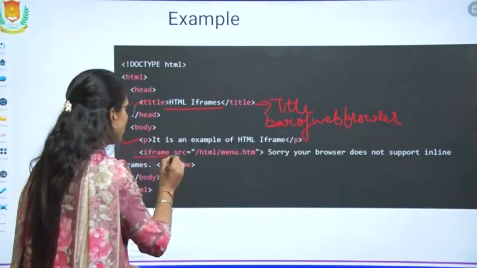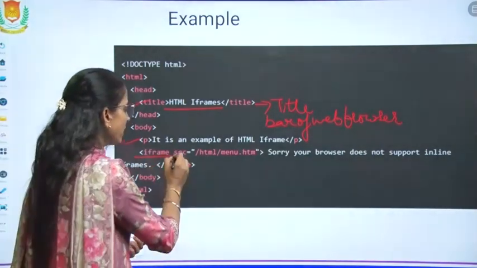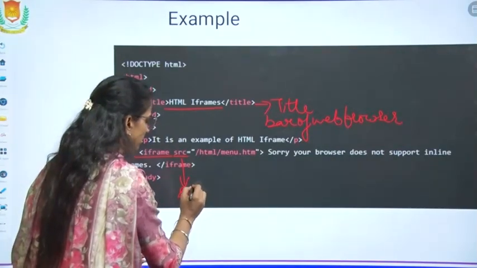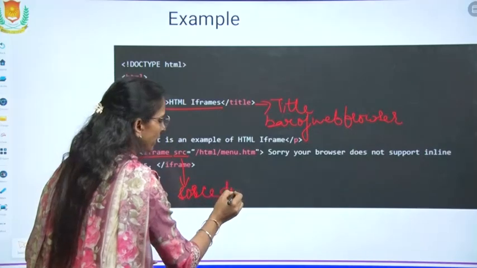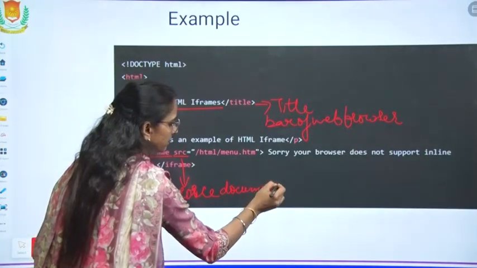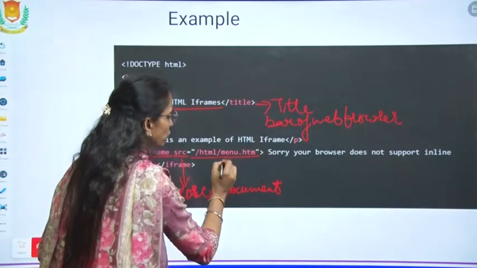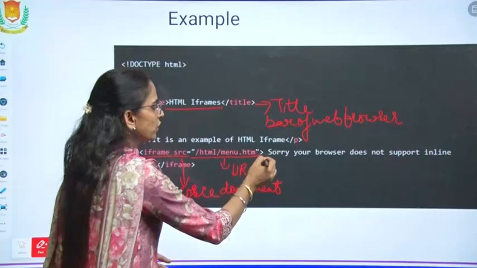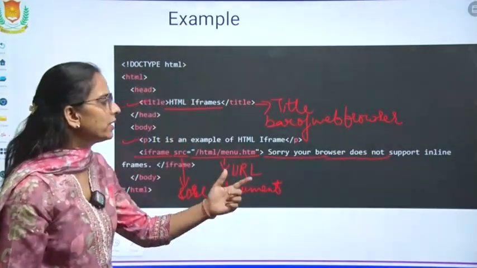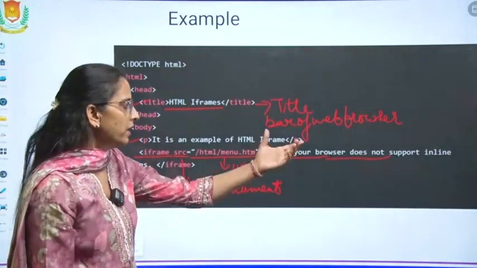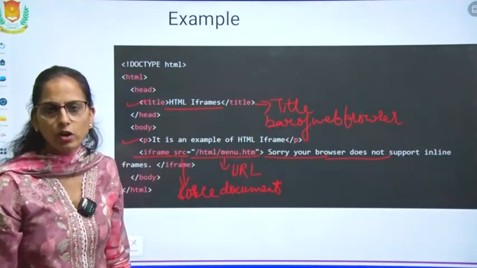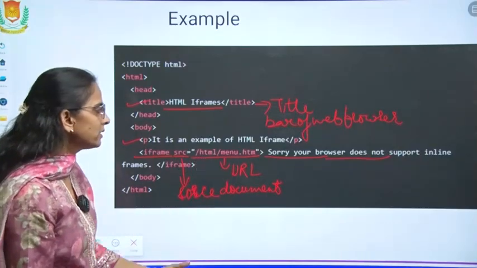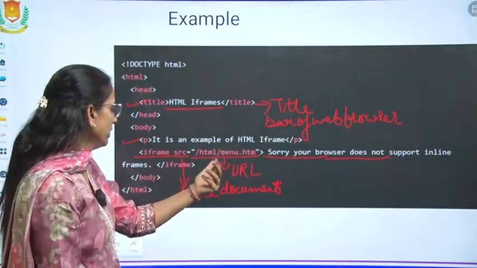Then we start with the iframe. Iframe, then we have the SRC attribute. SRC is the source document. This is the complete URL. And this is the alternate text: Sorry, your browser does not support inline frames. If your inline frames are not inserted due to some errors, then you get this text displayed there.